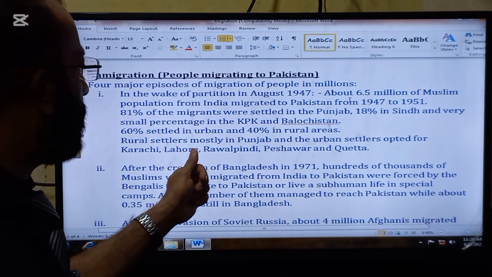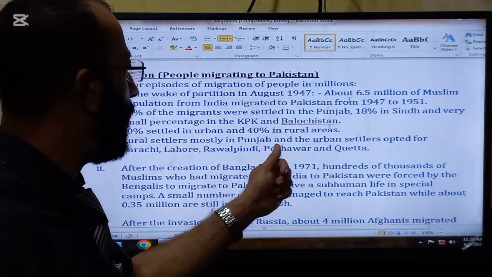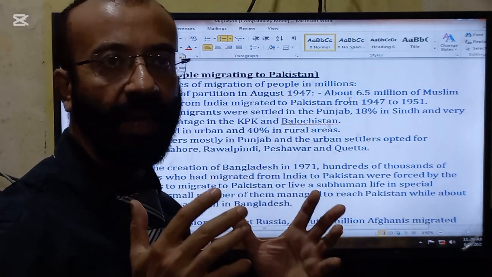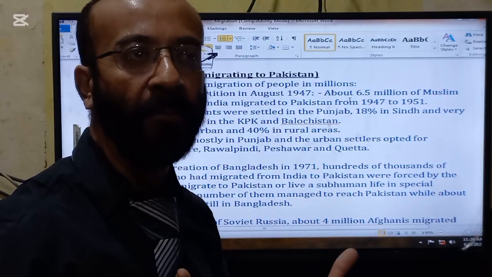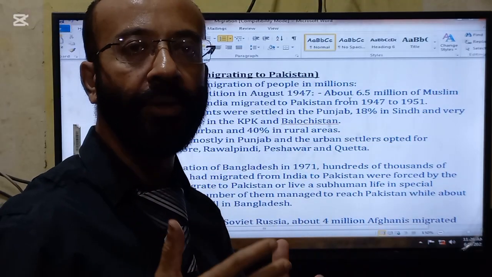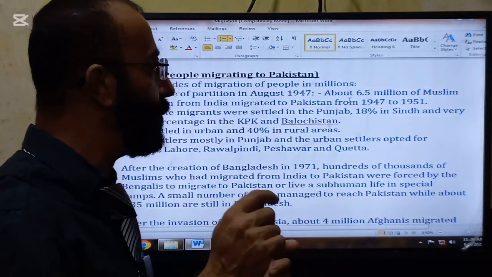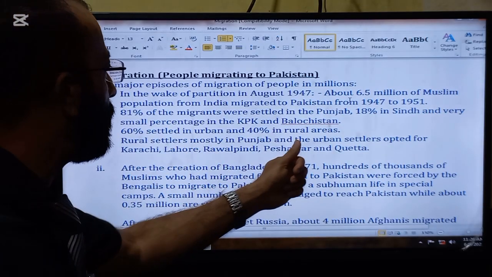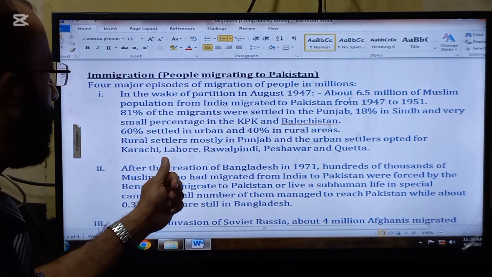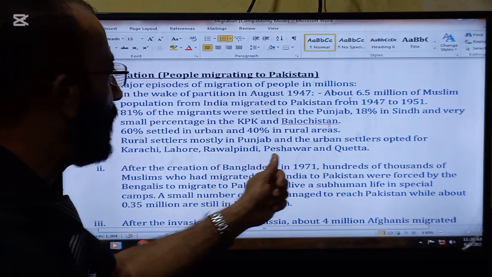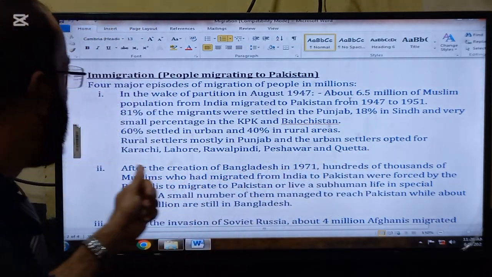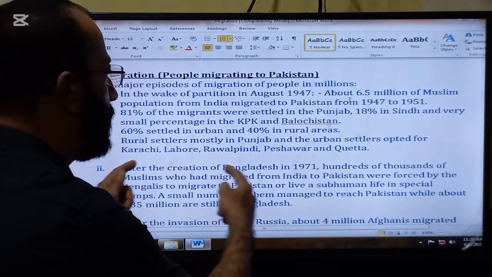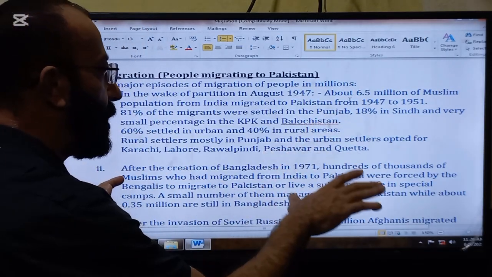60% settled in urban and 40% in rural areas, because at that time people liked the life of the rural areas, like village life, so they liked to settle in rural areas. Rural settlers were mostly in Punjab, and the urban settlers opted for Karachi, Lahore, Rawalpindi, Peshawar, and Quetta. So these are the big cities in which they liked to settle.